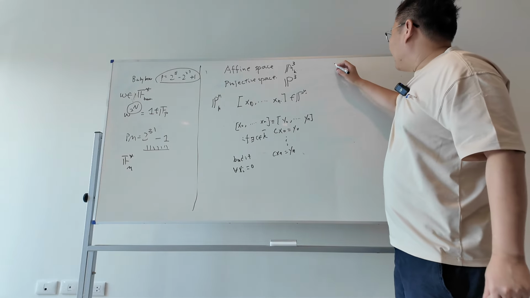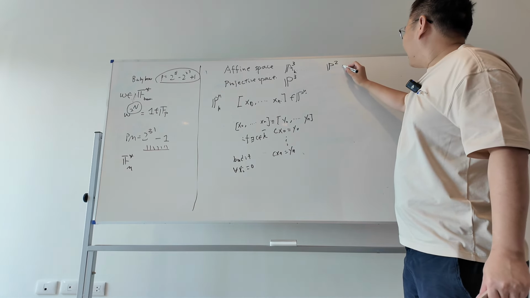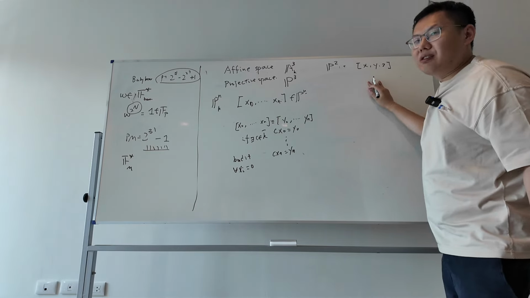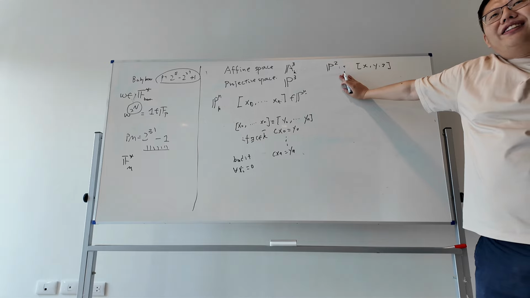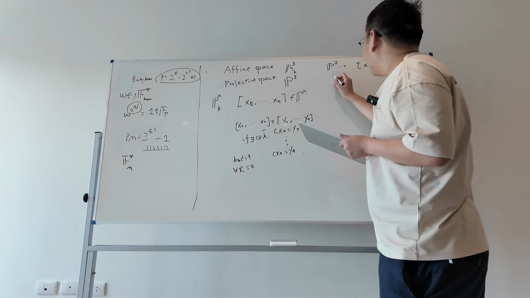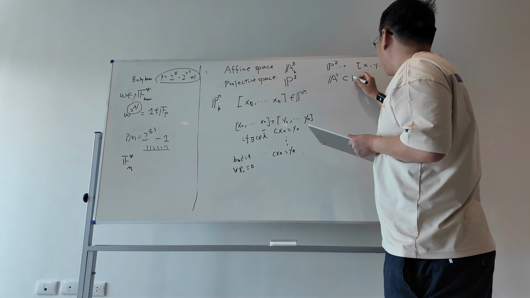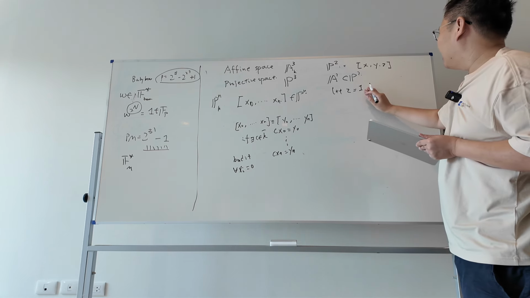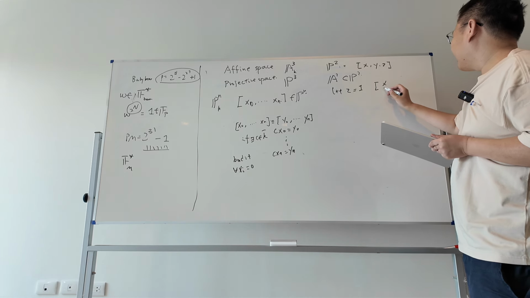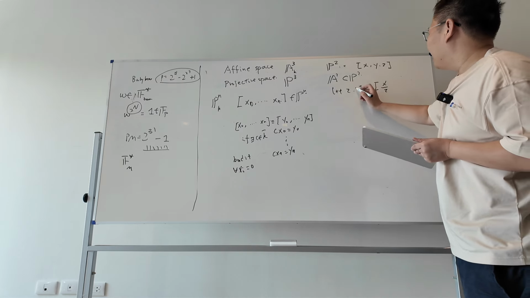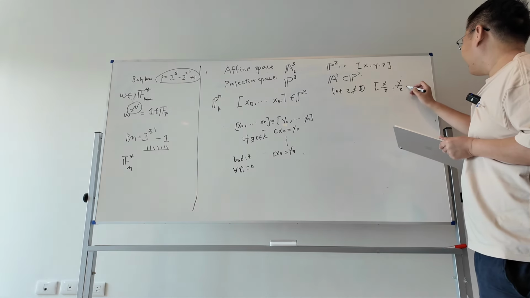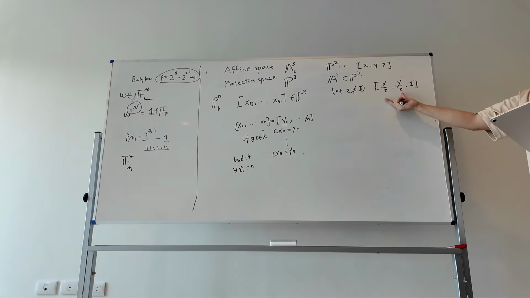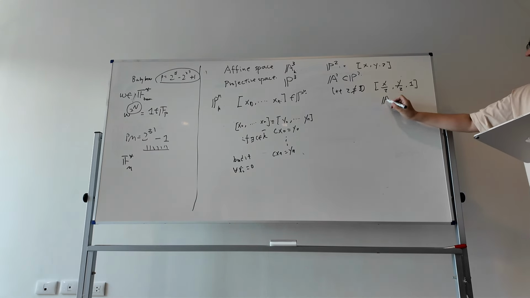So let's say we have P2, which is these things: X, Y, Z. Okay, so this is a two-dimensional space, and we will have a normal space contained in P2, like let Z equal 1, then we will have stuff like this. So as you can see, you can pick whatever values you like.